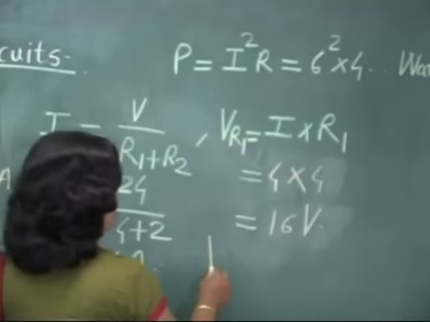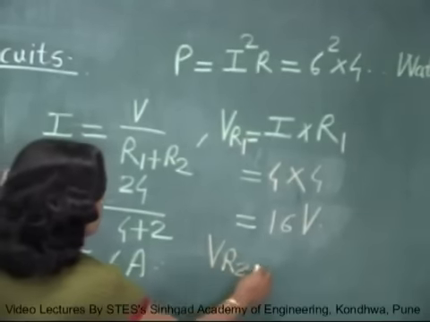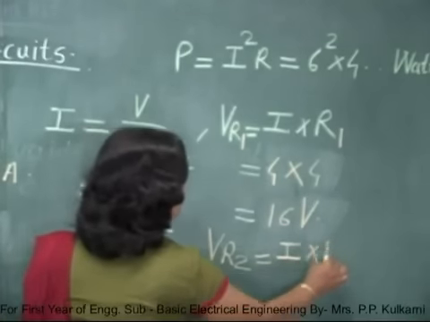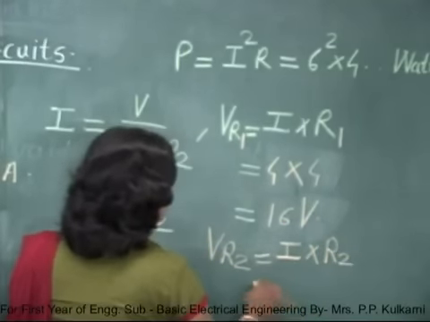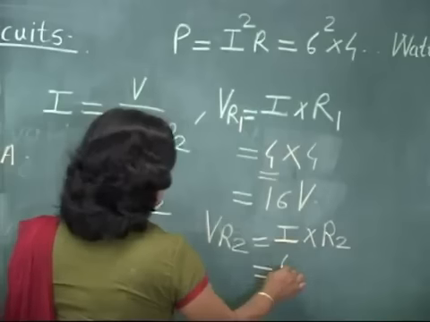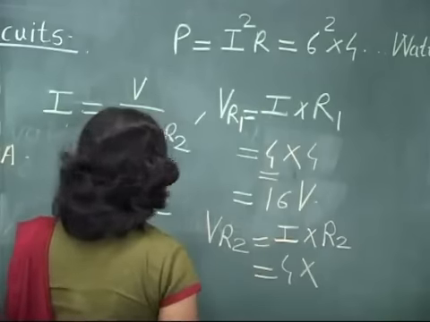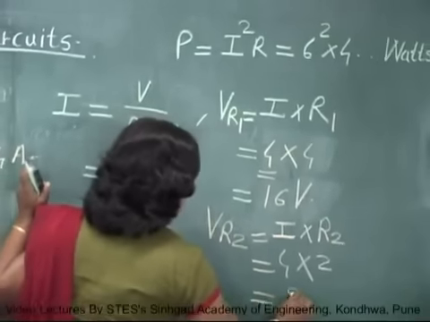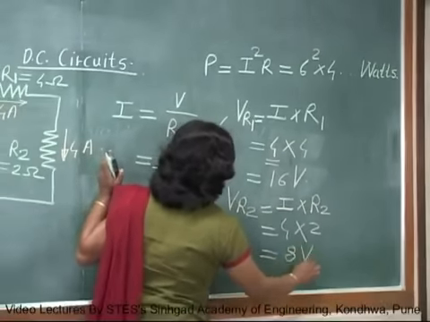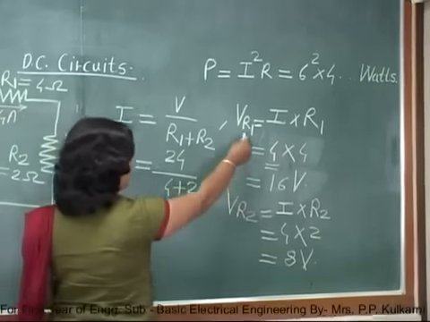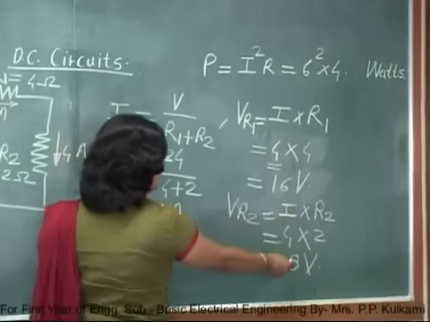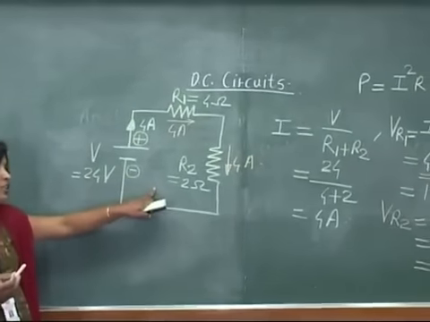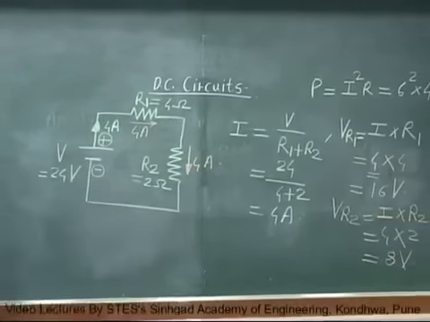Well, voltage across resistance R2 can be calculated using current into resistance R2. How much is current in this circuit? 4 amperes. And resistance R2 is how much? It is equal to 2 ohms. So the total voltage across R2 we will get as 8 volts. Now this total voltage, VR1 plus VR2, that is 16 plus 8, is equal to the total voltage applied to the circuit.